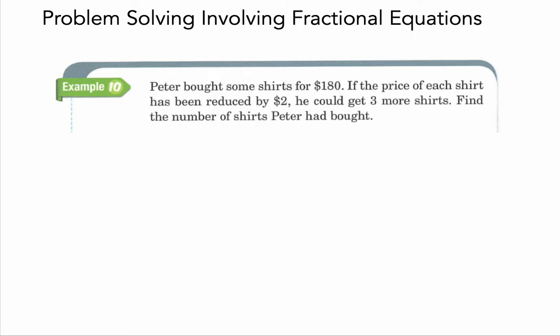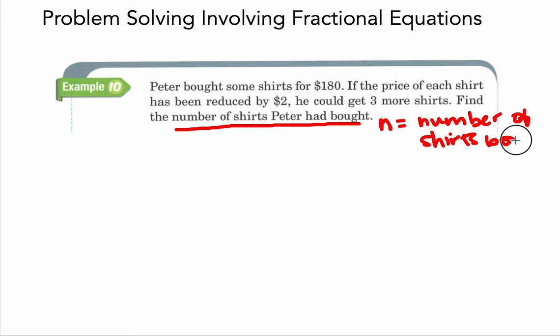Okay, so if I'm trying to solve this problem and set up an equation, I'm actually going to use this hint that we don't know the number of shirts that Peter had bought. We actually don't know how much each shirt costs either. There's a lot of unknowns, but I'm going to use what is asked in the final question to set up my variable. We want to know the number of shirts that Peter had bought. So I'm going to set that as n. n is the number of shirts that Peter bought.